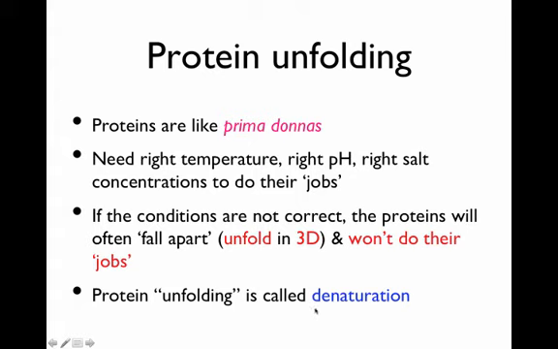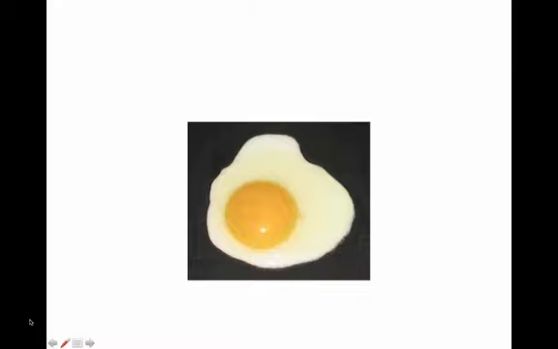And this almost always happens when you put the protein into an environmental condition that it's not accustomed to. You put the protein at a temperature that's either too hot or too cold, or put it at a pH that's too acidic or too basic. So that's protein unfolding in a nutshell. I want you to know what denaturation means. This is a real-life example of protein denaturation.